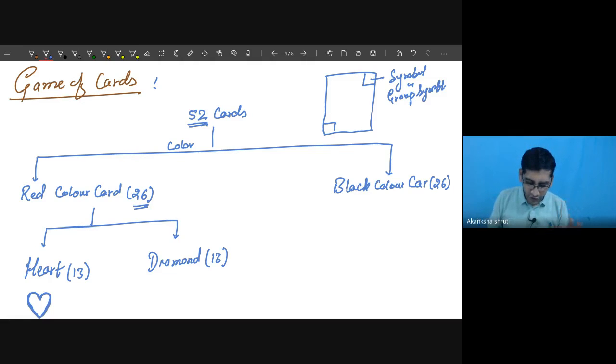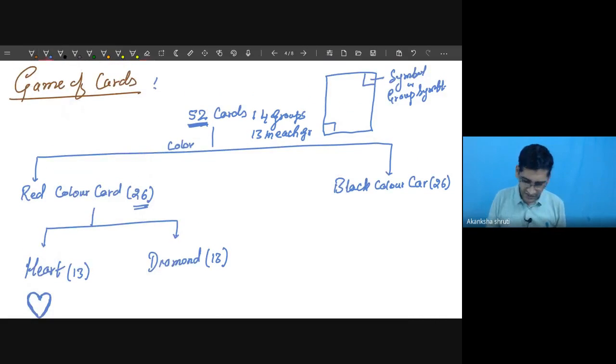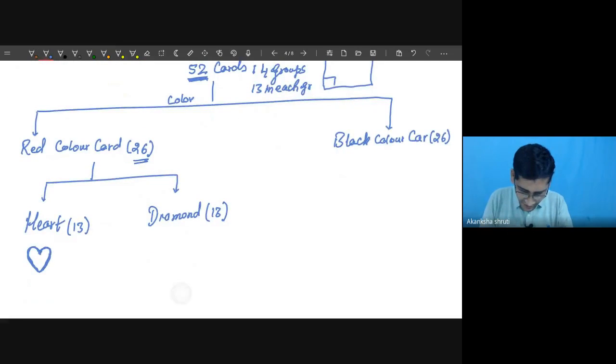So there are a total of 4 groups. Here we have observed that these 52 cards get divided into 4 groups, 13 in each group. Their group symbols are marked at their corner. Here I have drawn the group symbol for the heart. Similarly for the diamond, it is the rhombus. It's the simplest one.